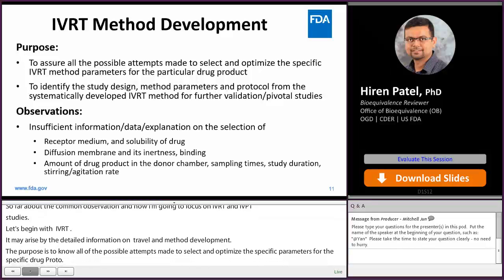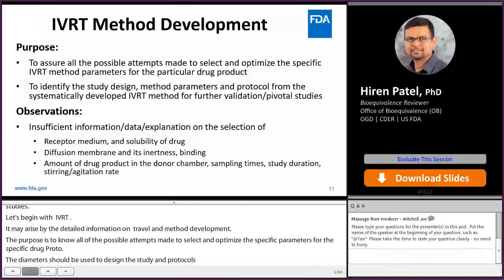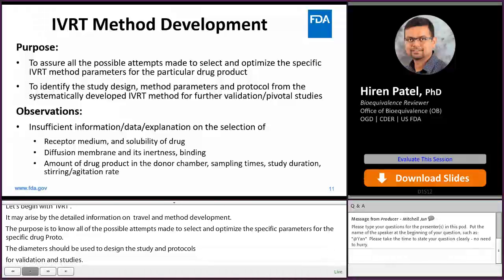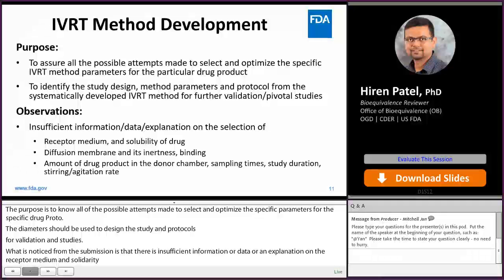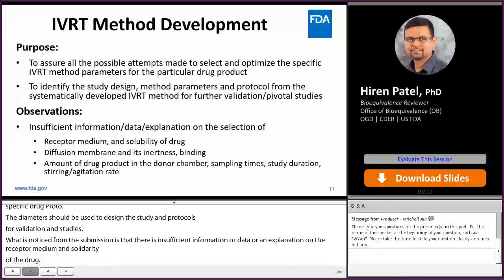What is noticed from the submissions is that there is insufficient information, data, or explanation on the selection of receptor medium and solubility of drug, diffusion membrane and its inertness and binding, amount of drug product in the donor chamber, sampling times, study duration, and stirring and agitation rate. I will discuss these parameters in further detail in the validation section.